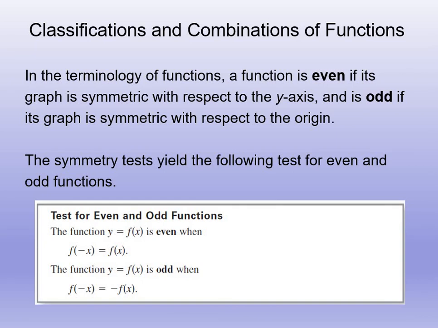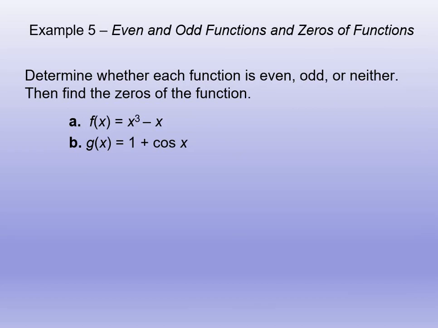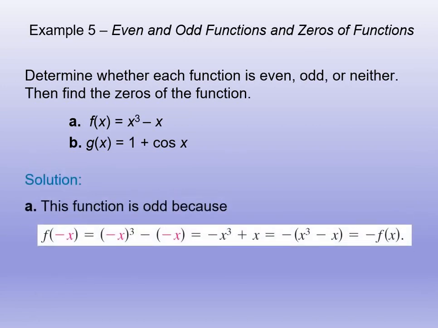So we're going to do this with two functions here. We have f of x equals x cubed minus x, and we have g of x equals 1 plus cosine of x. So first, we have to see if it's even or odd. I'm going to take a negative x and substitute it into each x in equation A. We end up with negative x cubed minus a negative x. When I simplify that, I cube a negative x and get negative x cubed, and negative times negative is a positive, so I get negative x cubed plus x. Then if I factor out a negative, I get negative quantity x cubed minus x.